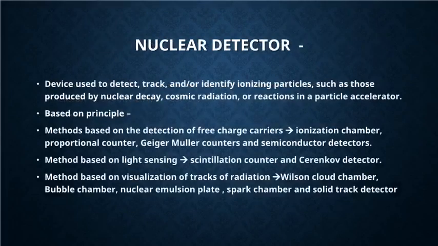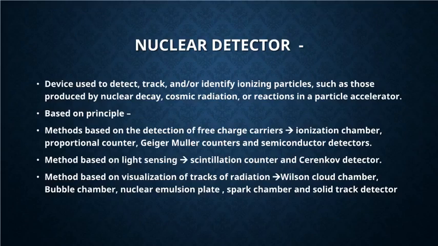So we will start with the nuclear detector. As the name indicates, a nuclear detector is a device used to detect, track, and/or identify ionizing particles, such as those produced by nuclear decay, cosmic radiation, or reactions in a particle accelerator. In simple words, these are the devices used to detect particles.